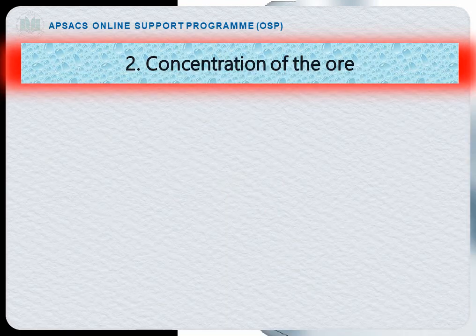The second step in metallurgy process is concentration of the ore. So what is the concentration of the ore? The process of removing impurities from an ore is known as concentration of the mineral or ore dressing. In concentration of the ore, we remove the gangue or the impurities from the mineral. These impurities are removed by some physical method. So chemicals are not involved.